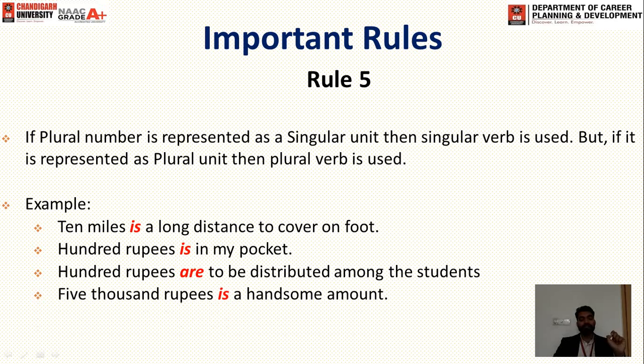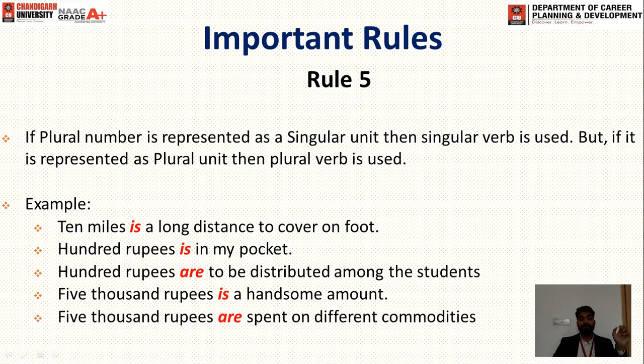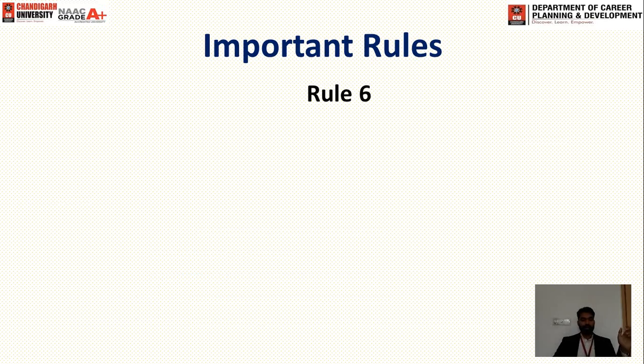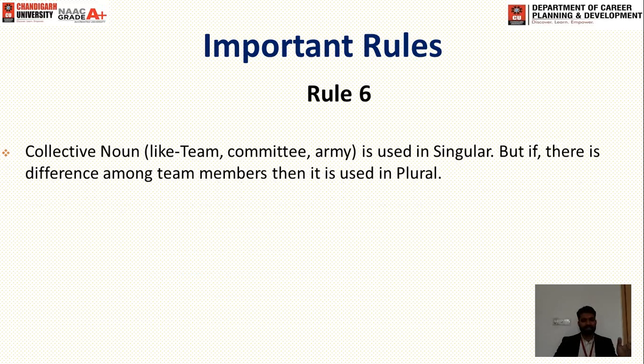Again, 5,000 rupees is a handsome amount. Imagine a set of 5,000. 5,000 rupees are spent on different commodities. Now it will be spent on different things, so it no longer remains a singular unit. That's why we are using are. Okay, moving on forward.